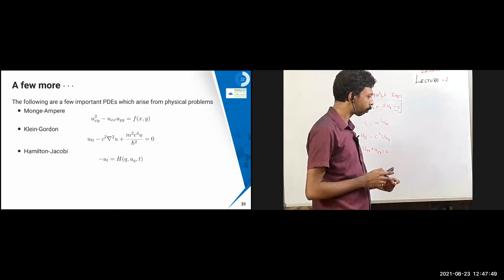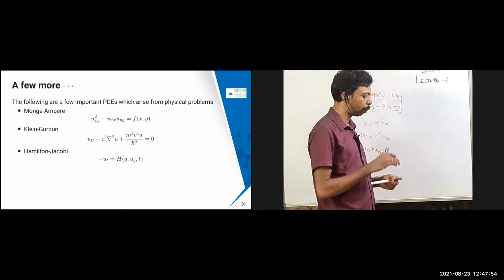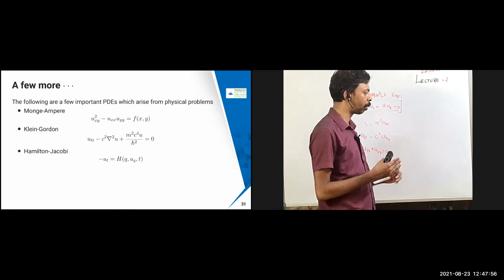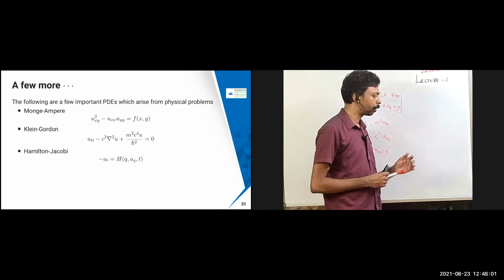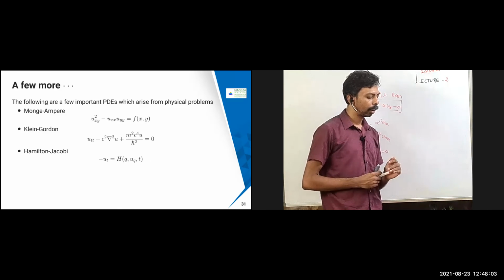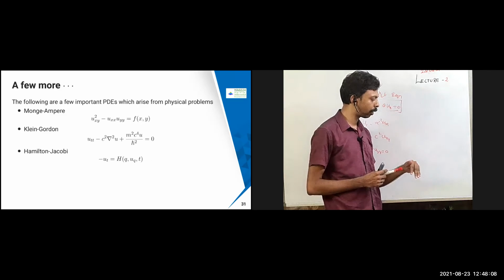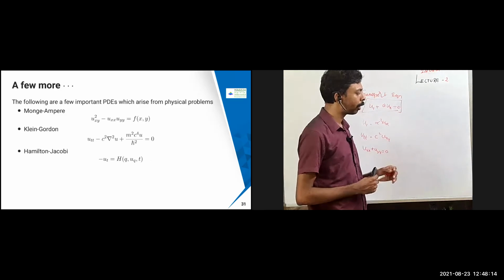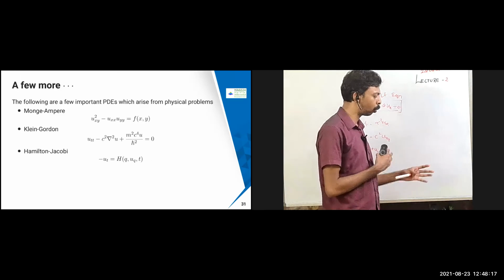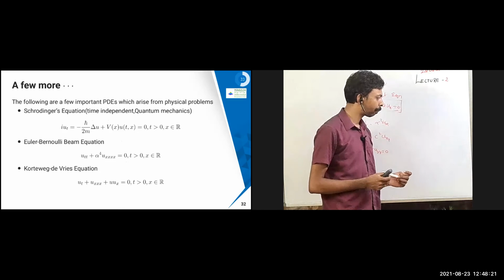And then Monge-Ampère, which again discusses the Riemannian geometry problem, how we are going to get that in Riemannian geometry, etc. And the Klein-Gordon equation, which is part of quantum mechanics, where you will be solving the Schrödinger equation, which comes in the next section. This is a further extension of the Schrödinger equation. And then Hamilton-Jacobi, again, it is a problem in classical mechanics. This is again a PDE problem.